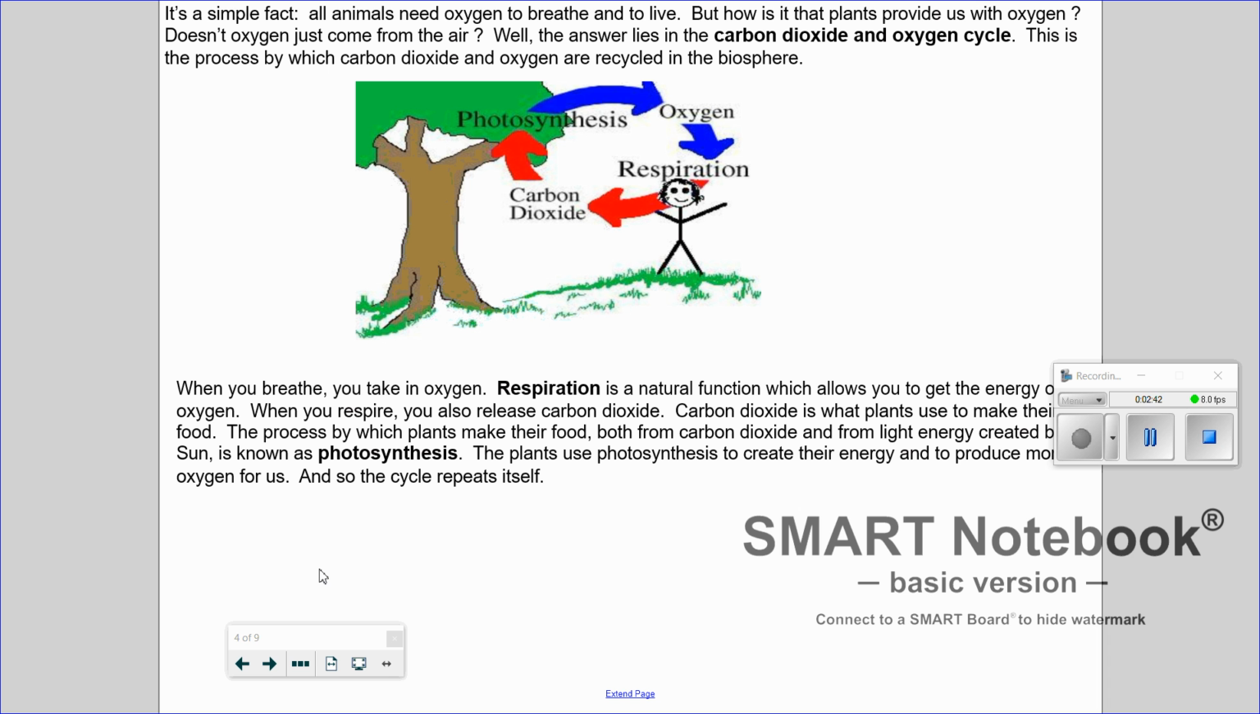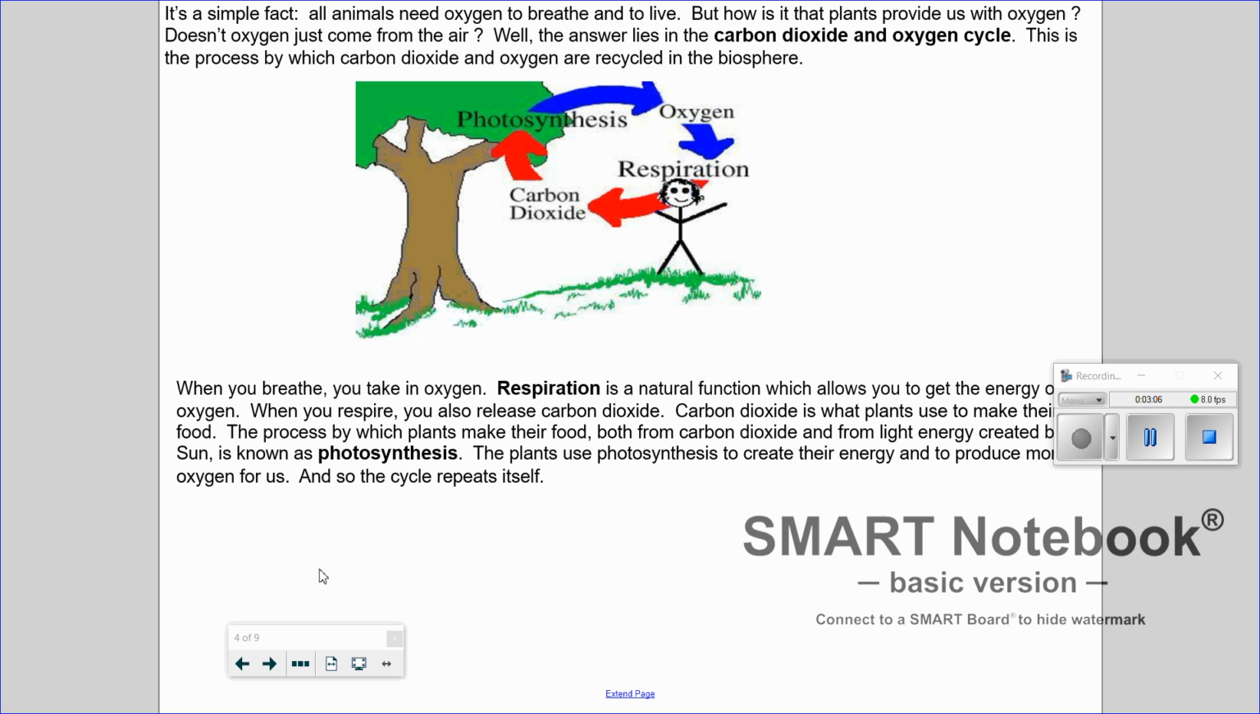It's a simple fact. All animals need oxygen to breathe and to live. But how is it that plants provide us with oxygen? Doesn't oxygen just come from the air? Well, the answer lies in the carbon dioxide and oxygen cycle. This is the process by which carbon dioxide and oxygen are recycled in the biosphere.